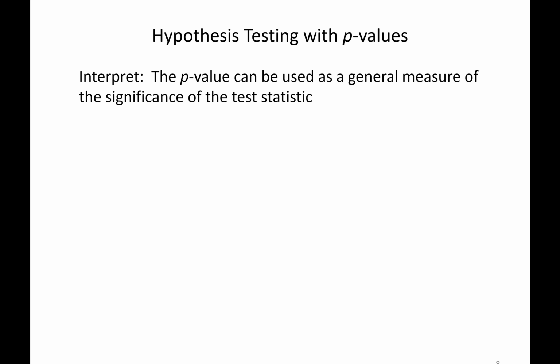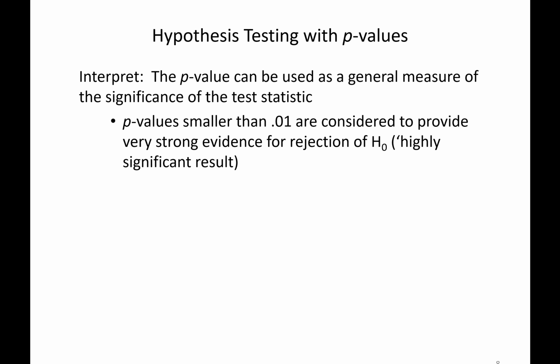Another way to think of it is the probability of seeing something more extreme than what was seen the first time, or with the test statistic that we observed. What's the probability of seeing something more extreme than that if, say, we were to repeat this test? The smaller the p-value, the more significant the test statistic is.